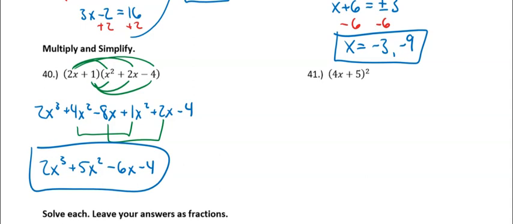Okay. The next one is the same kind of thing. I just have to rewrite this first. If I have something squared, it means that thing times itself. I can't just square each piece. I literally have to do the 4x plus 5 times itself. So 4x plus 5 times 4x plus 5.